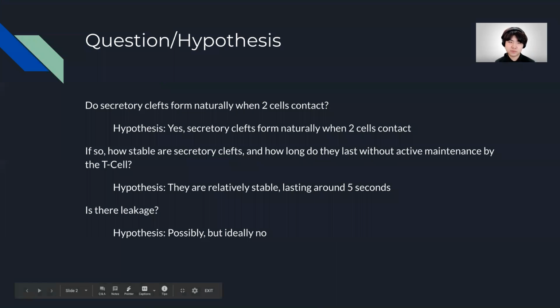So let's start with some of the questions and hypotheses. We essentially have this theory called a secretory cleft, where when a T cell collides with another cell, it creates a little rift within the cell that tries to engulf the other cell, and we call this a secretory cleft. Now, the thing I'm studying is, do these cells essentially create these clefts naturally when they collide? And if so, how stable are these? How long do they last without active force imposed by T cells to hold these secretory clefts?